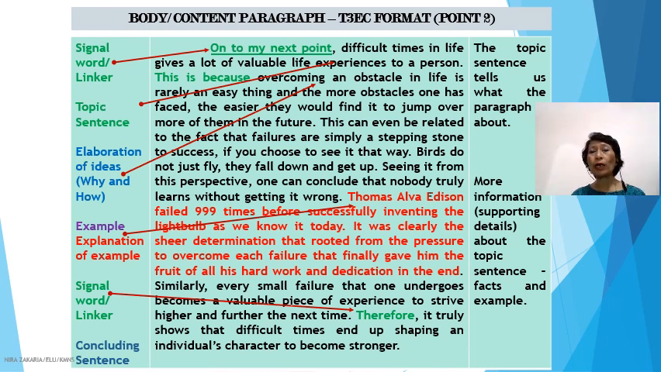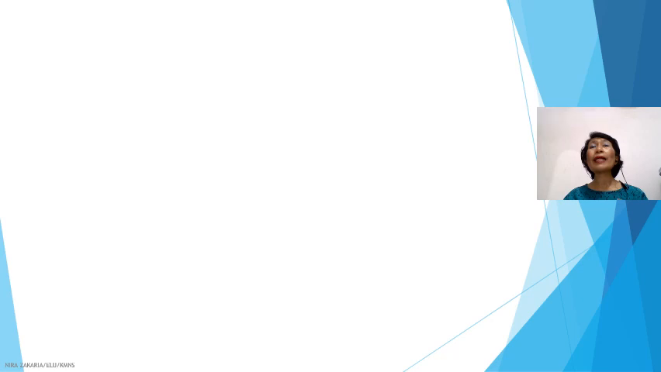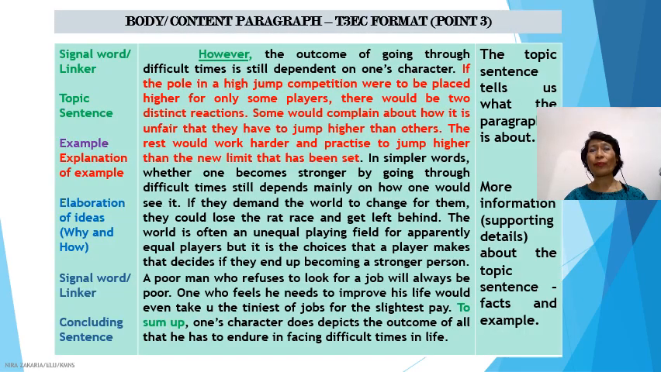And the signal word used here is therefore. And this is the concluding sentence. The last point, point 3. As you can see here, it is introduced by however. So however indicates that this is the opposing viewpoint, using the appropriate linker to introduce an idea that is in contrast with the previous two, followed by a topic sentence. Then comes the explanation on the why and the how.